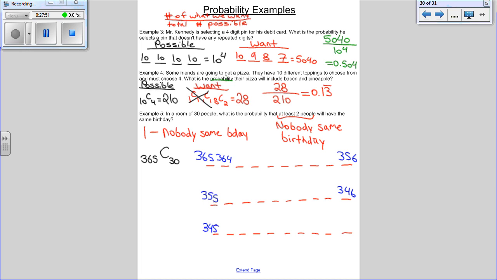If you're like, I understand the placement, the fundamental counting principle. And the other way to do it is perms and coms. Now I just put in 365 choose 30. Did I use the right thing? Does order matter in this case, or does order not matter in this case?